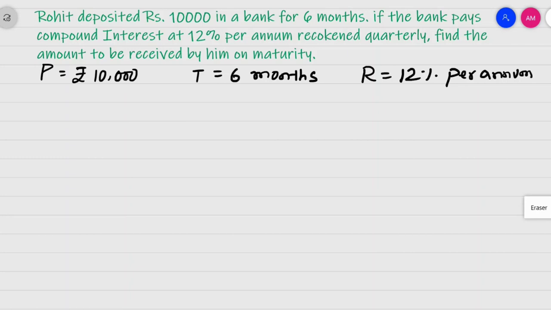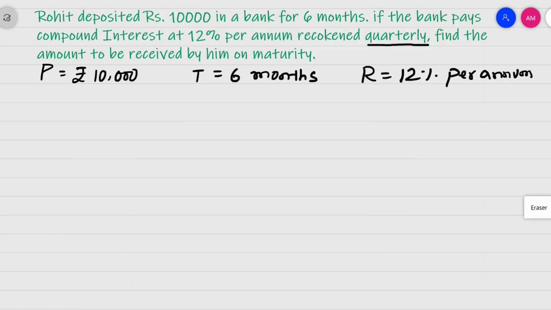Reckoned quarterly. Children, see here, reckoned quarterly means after every 3 months. Quarterly means 4 times a year. 1 quarter is equal to 3 months. So here the amount is reckoned quarterly. So you have to find out the amount to be received by Rohit after the maturity.